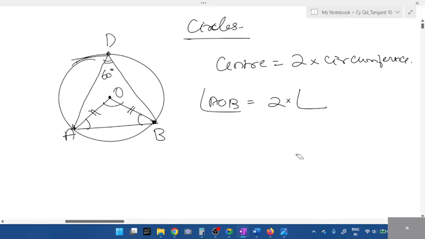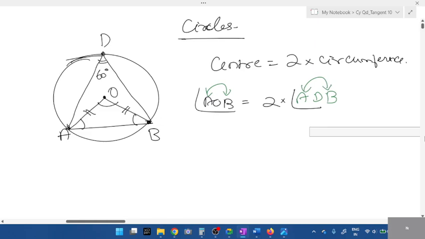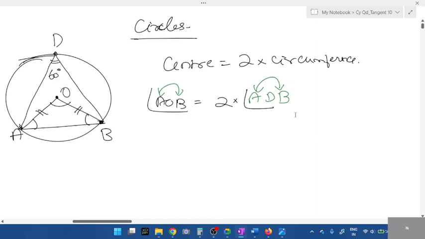According to the question, you can substitute the value. Now look at center is equal to twice circumference. 2 times what is the angle formed on the circumference? No, no. ADB. For AOB and ADB, look at the first and last alphabet. Are they the same? That's the arc, right? That's the arc.